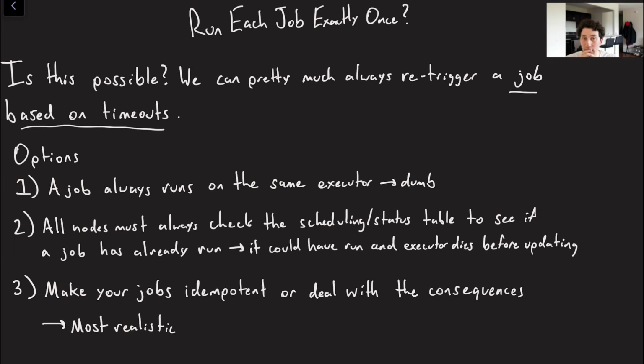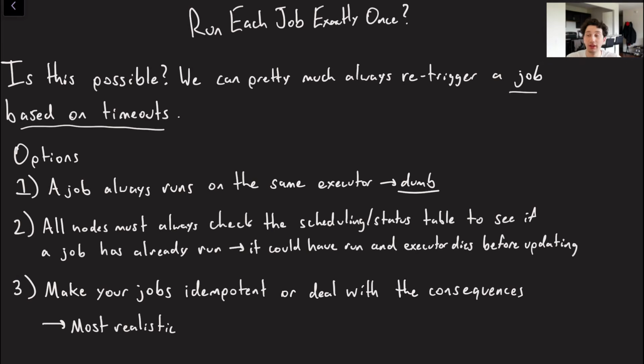So the question is, what can we do to actually stop that from running more than once in the erroneous situation where we actually retry a job that we shouldn't be? Well, option one is that we always run jobs on the same executor. Note that I write dumb right here because it is.